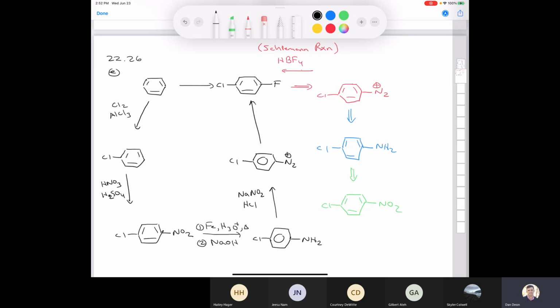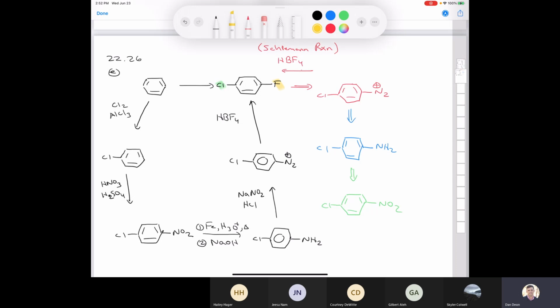And then again, we just use the CHEM reaction, HBF4, like that. So kind of a lengthy synthesis to make a very simple compound. You know, we're just installing this chlorine and this fluorine, but you can see it's a total of what? 1, 2, 3, 4, 5, 6 steps to get there.